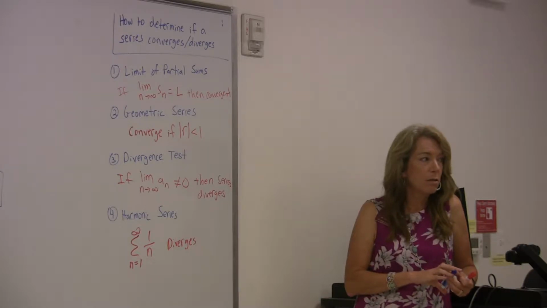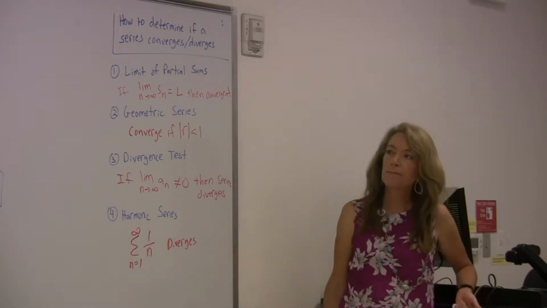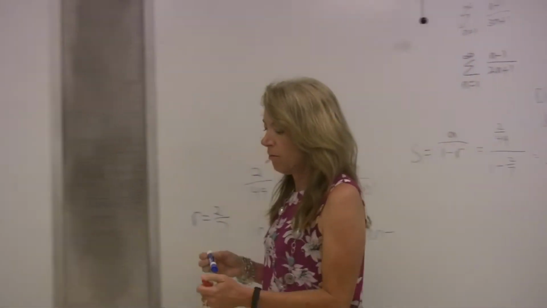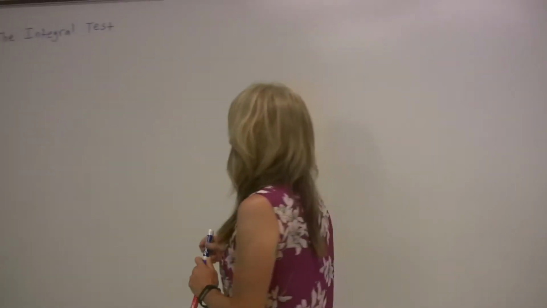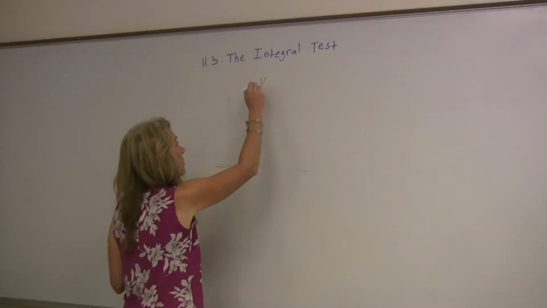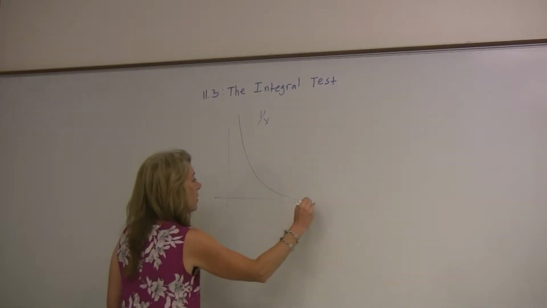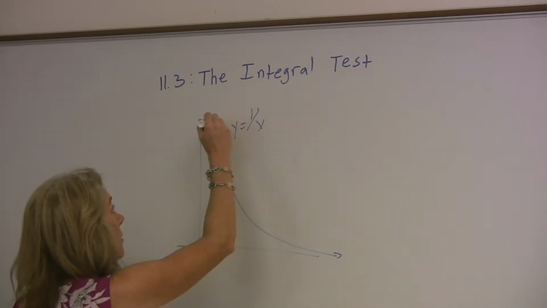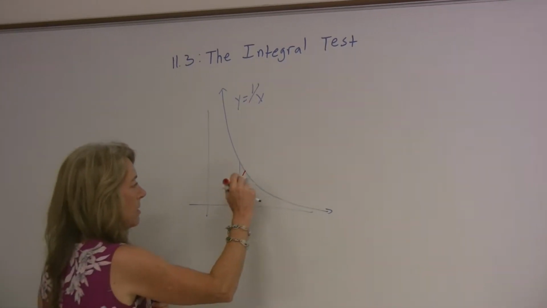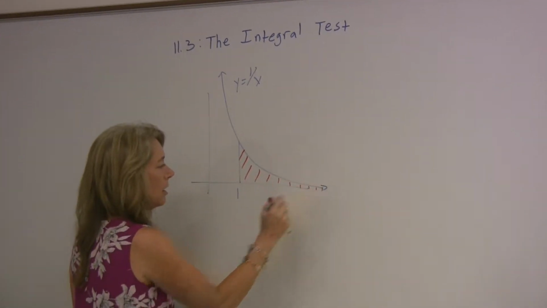So far so good. Okay, let's add to this then. We just talked about the harmonic series, and when I showed you the harmonic series diverged, I actually compared it to the function 1 over x. I'm just going to graph it again real quick. Y equals 1 over x. And I looked at from 1 to infinity, this area in here.